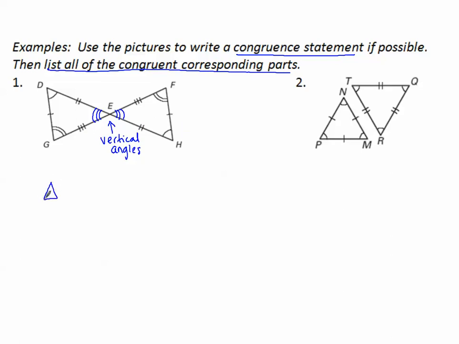I will say triangle DEG. It doesn't really matter how we start, but we have to be careful how we finish. D is a 1 slash angle, so it matches up with the H. E is a 3 slash angle, so it matches up with the E. And G is a 2 slash angle, so it matches up with the F. And there's my congruent statement.